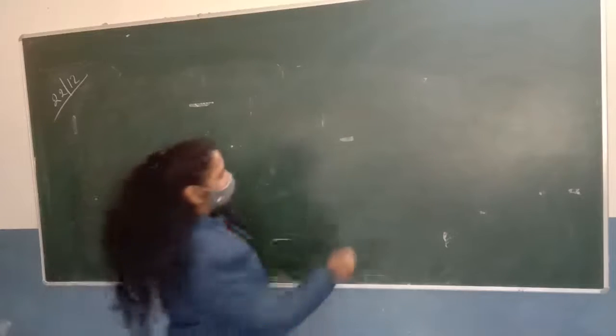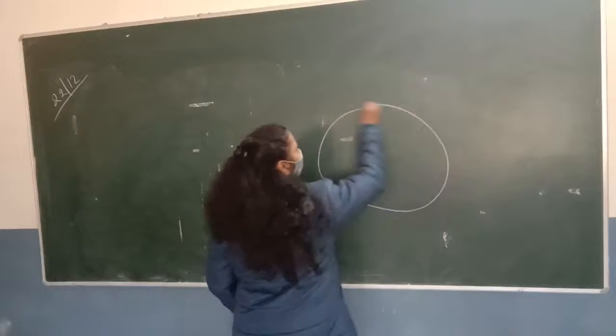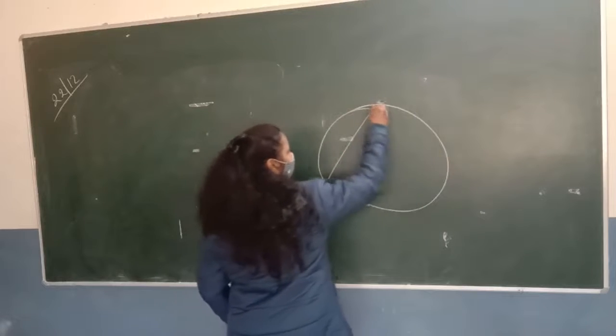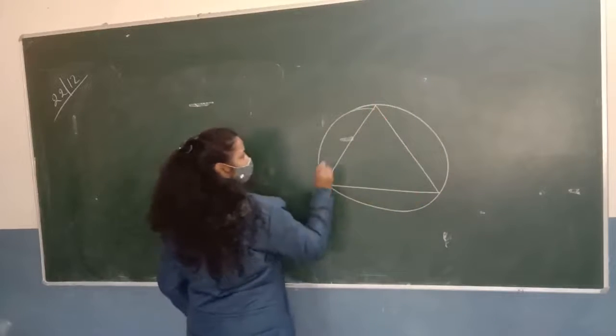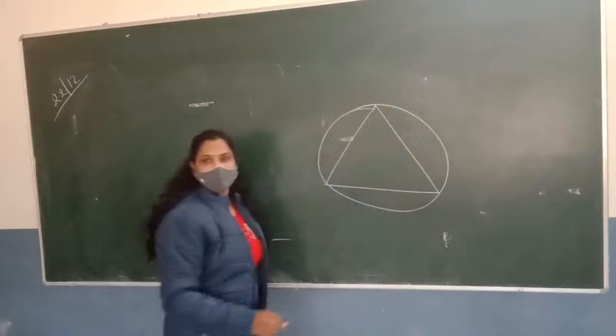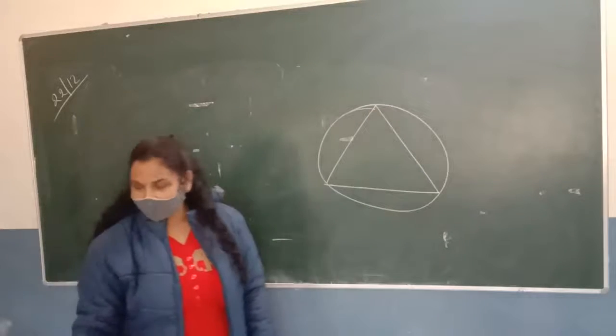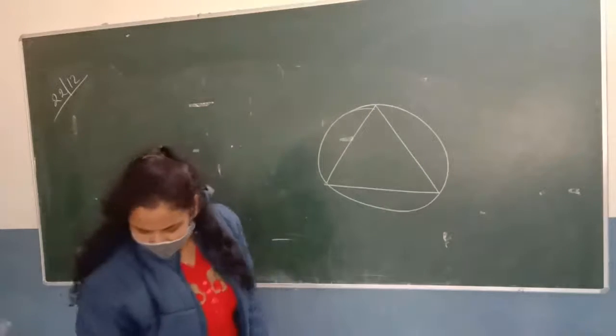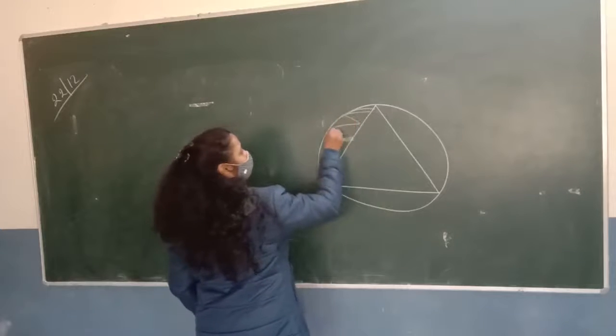Now the question number 6. This is a circle having an equilateral triangle. We know that the sides of an equilateral triangle are equal and all the angles are 60 degrees.